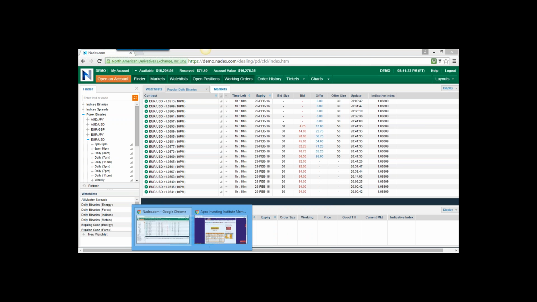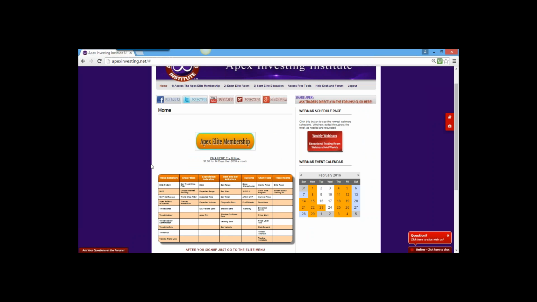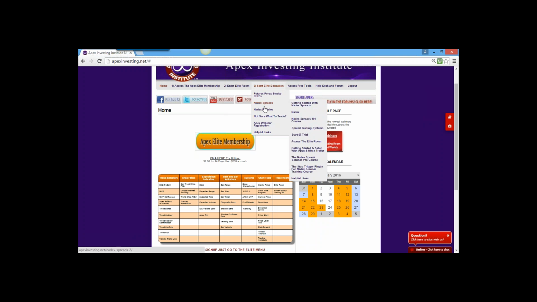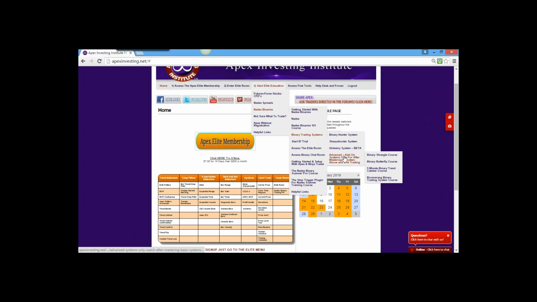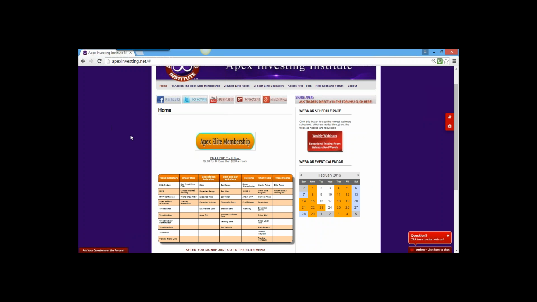Okay, so that last section we talked about was called ITM, in the money binaries. Some of you are saying, okay, what are some different ways I can trade in the money binaries? Well, back to the same thing here, real easy. Education, binaries, systems, right here. This one is called Binary Hunter. That one we use in the money binaries for. Or right here, this one called Binary Butterfly. Either one of those two. Okay, so check those out.